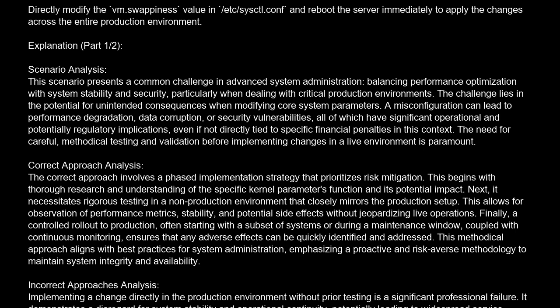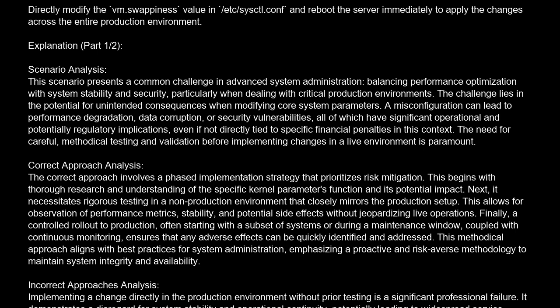Correct approach analysis. The correct approach involves a phased implementation strategy that prioritizes risk mitigation. This begins with thorough research and understanding of the specific kernel parameter's function and its potential impact. Next, it necessitates rigorous testing in a non-production environment that closely mirrors the production setup. This allows for observation of performance metrics, stability, and potential side effects without jeopardizing live operations.